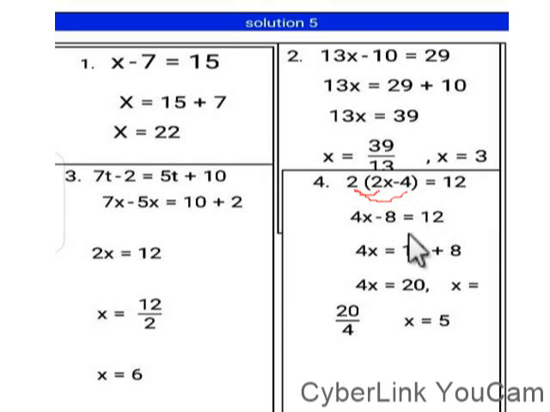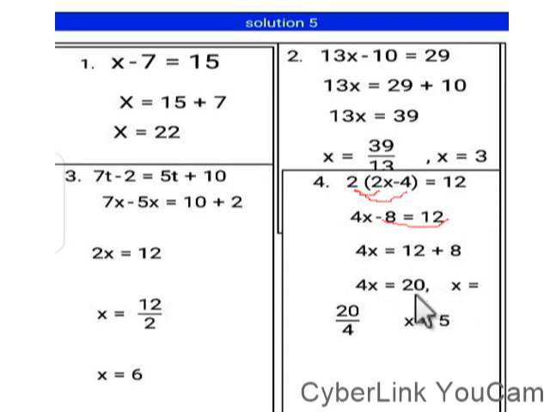Then we collect like terms. So that means this minus 8 we move to the other side to become plus 8. So we have 4x is equal to 12. Minus 8 coming to this side becomes what? Plus 8. Then we now have 4x is equal to 12 plus 8, which will give us what? 20.